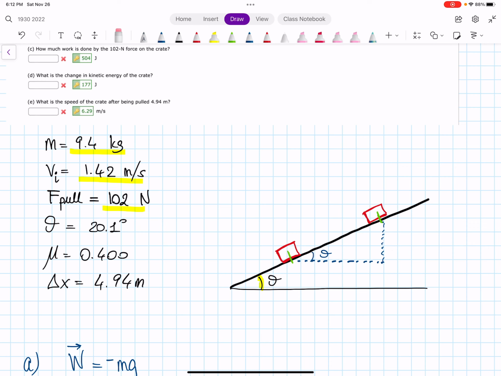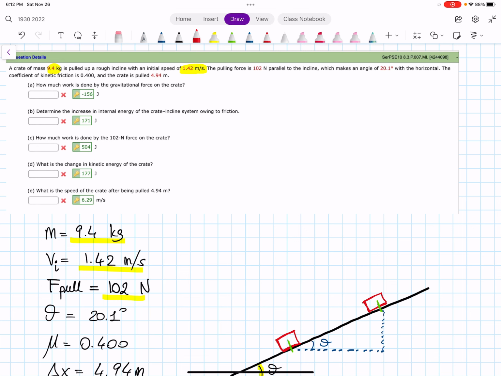How many forces do we have acting on the object? The gravitational force is pulling the object down. Force of friction is acting on the object, preventing the object from sliding. And another force is acting, what is that force? F pull, the force with which the object is being pulled upward.